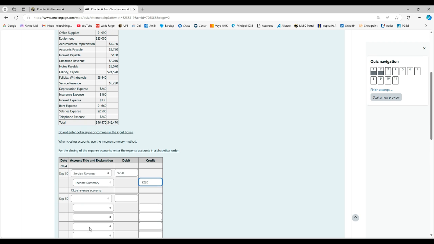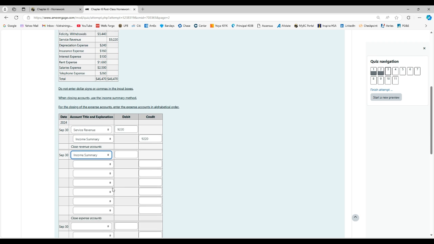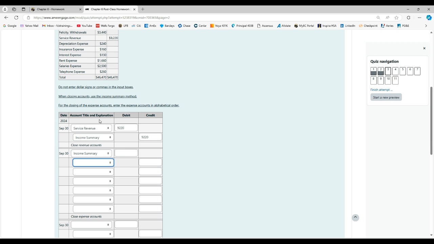and then we're going to debit the income summary here and just go through all of our expenses. So we have depreciation expense, we have insurance expense, we have interest expense, we have rent expense, we have salaries expense, and we have telephone expense. So let's just put these in, 240 and 60 and 30 and 660.